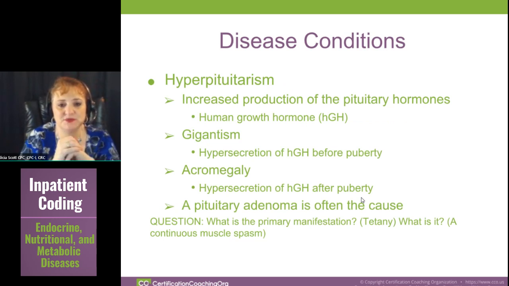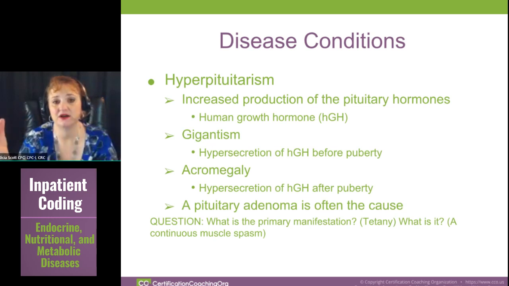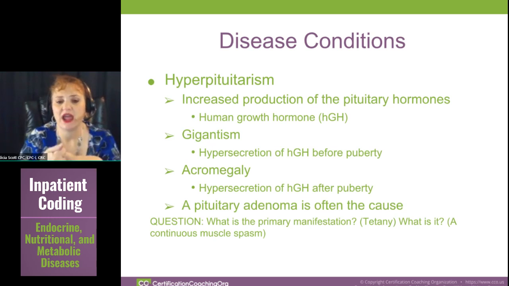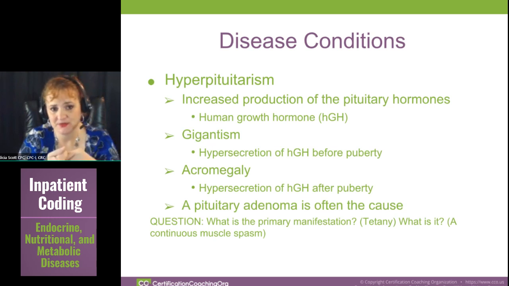Hyperpituitarism, which means that we have a problem with the human growth hormone, and you'll see this abbreviated as HGH, capital GH. If we have increased production of pituitary hormones, then you're going to get giantism. So people that are extremely tall. Now, there's a difference between just being hereditarily tall and having giantism.